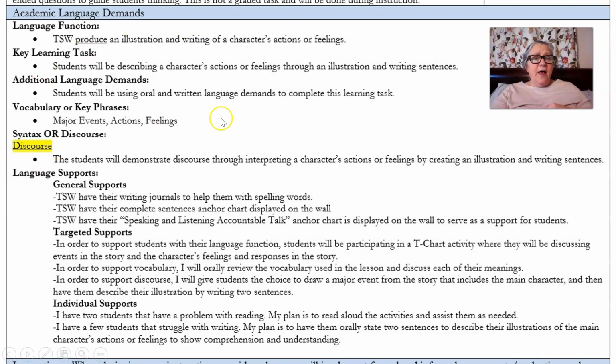So, other than that, she does a good job describing general supports, a good job with individual supports, and she's remembered to use this sentence stem that is so important in order to support students with their language function, in order to support vocabulary, in order to support discourse. Very good. Let's look at this next one.